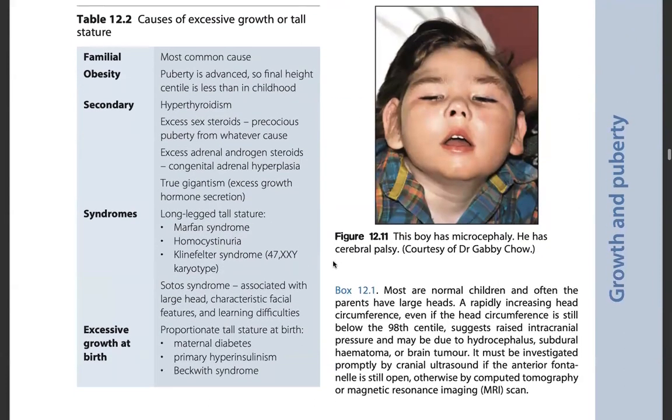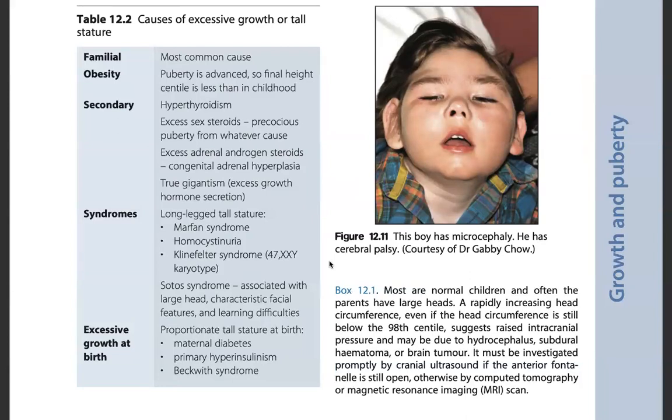Now, the causes of excessive growth or tall stature. Familial is the most common cause. Obesity: puberty is advanced, so final height centile is less than in childhood. Secondary hypothyroidism. Excess sex steroids: precocious puberty from whatever cause. Excess adrenal androgen steroids: congenital adrenal hyperplasia. True gigantism: excess growth hormone secretion. Syndromes with long-legged tall stature.